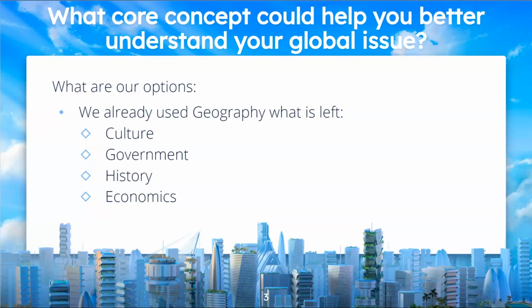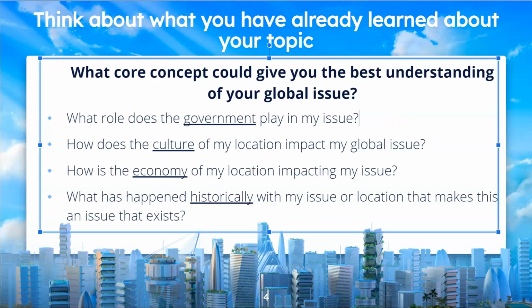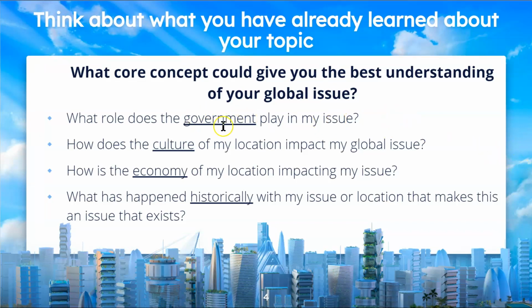So here are our options. We already did geography. You're going to have to choose one of these other four. Now, what I want you to think about is what you've already learned about your topic. What role does the government play in your issue? If you think government has a big part to do with your topic, that might be one you want to choose. If you think the culture of the people that live in that place plays a larger role, you might want to investigate culture. If you think it's an economic issue, something having to do with the way that people get or have access to resources, choose economy. Otherwise, history could be a good one as well. How did things change over time? What caused your issue to come about?